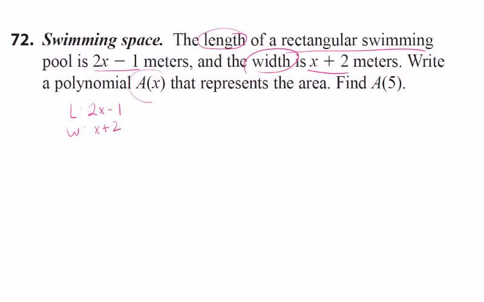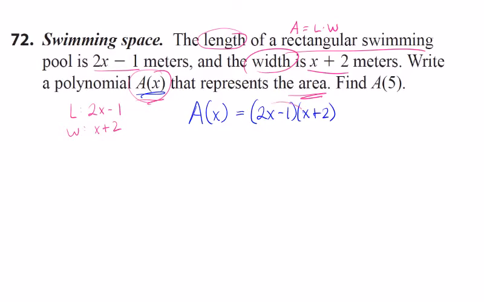Okay, so we want a polynomial A of x that represents the area. And remember, area of a rectangle is length times width. So basically we can just multiply these together. So our area function, A of x. Remember, this is not A multiplied by x. This is A as a function of x is the way we say this, or just A of x for short. A of x equals the product of 2x minus 1, the length, times x plus 2, the width. So whenever you're asked to write a polynomial, make sure you simplify.